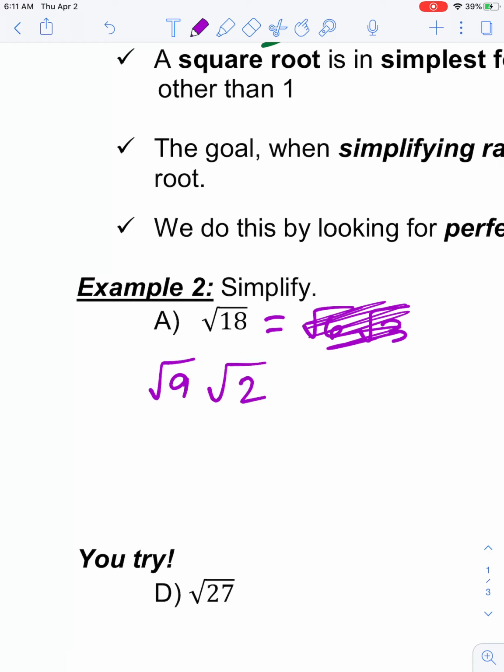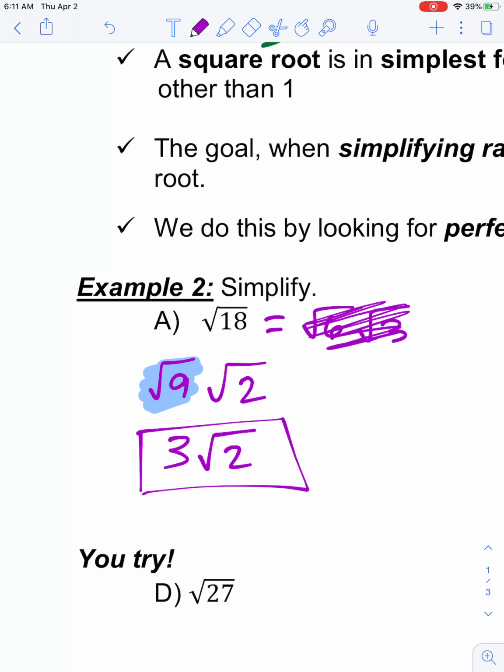So root 18 is equal to root 9 times root 2. The square root of 9 is a 3. Notice that the square root is now gone. Root 9 is equal to 3. Square root of 2 cannot be simplified, so I leave it exactly how it is, square root of 2. And this is my final answer.